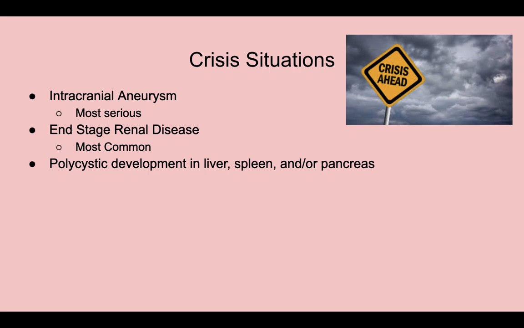Then lastly, they can also develop polycystic disease in their liver, spleen, and or pancreas, as I mentioned earlier. So the treatment for this kind of depends on where it's at for the organ. In the liver, you might try to repair some of the biliary tracts. The spleen, you might remove it. The pancreas, they might be put on medications, but ultimately this can cause further problems in various organs around the body.